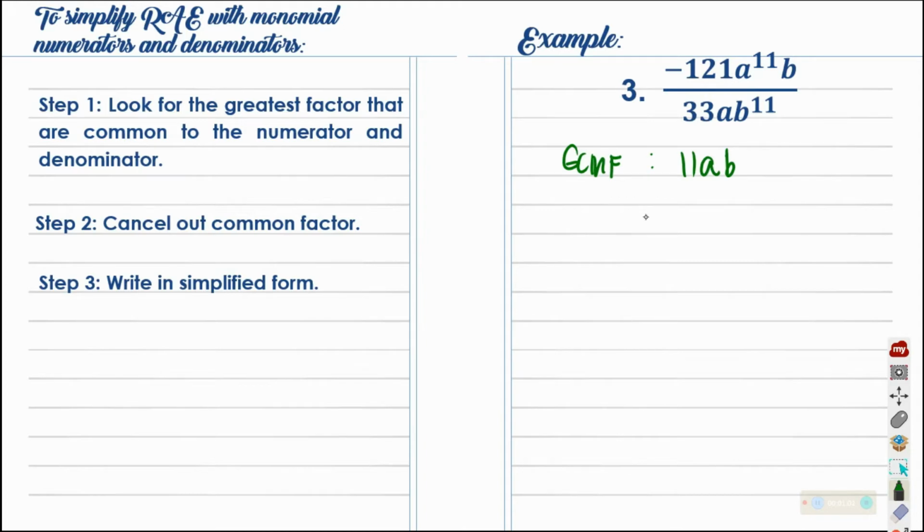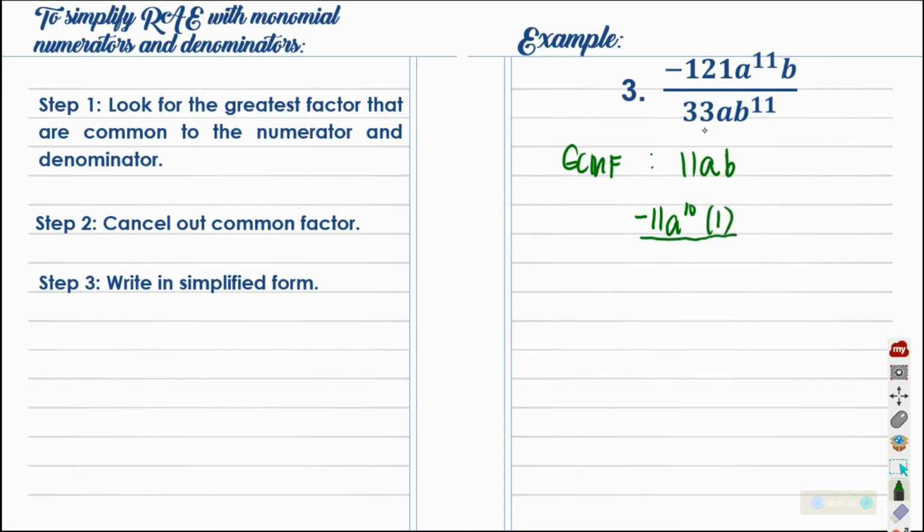So, negative 121 divided by 11, the answer is negative 11. A to the 11th power divided by a, so subtract natin yung exponent, ito ay may invisible 1. So, 11 minus 1 is a to the 10th power. And then b divided by b, the answer is 1.